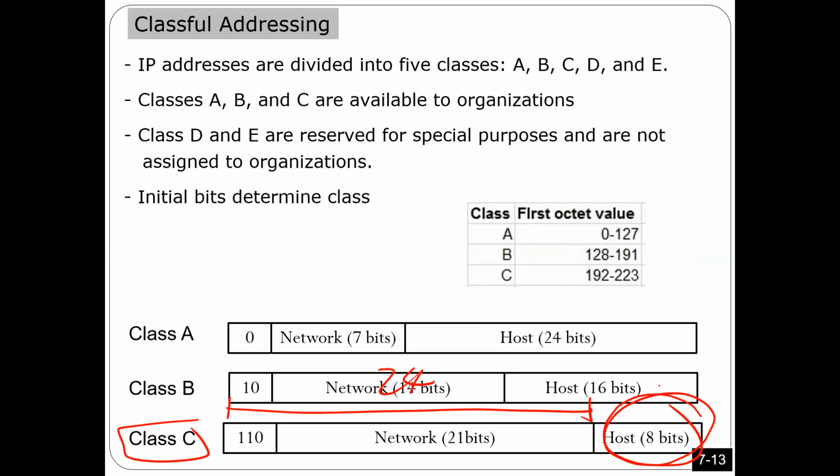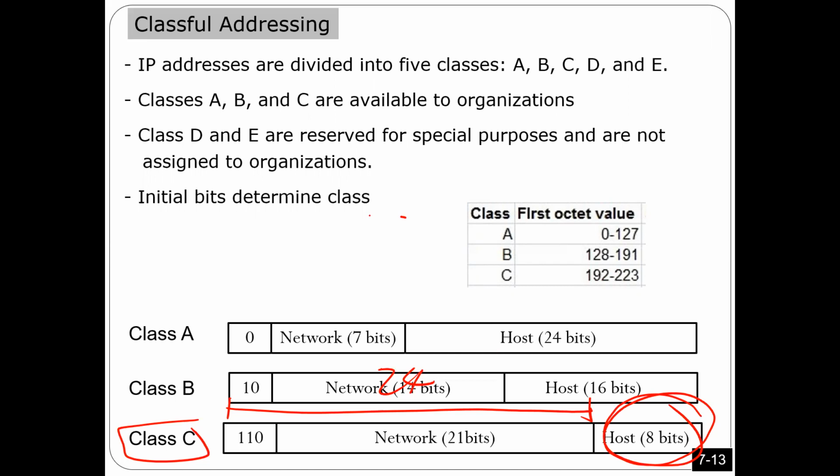So if I give you a class C network address, that means you have 2 to the power 8. You can only connect to your organization using this network address, 2 to the power 8, 256 computers. Is that okay? That's what I want to tell you, that's what you should understand. You have the same example in the assignment.